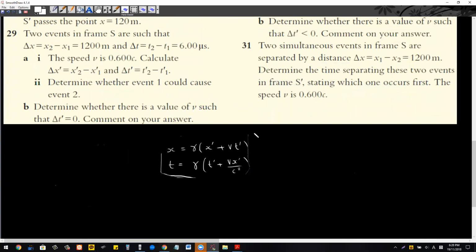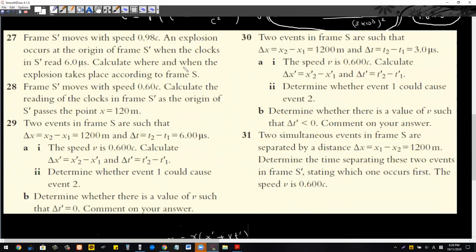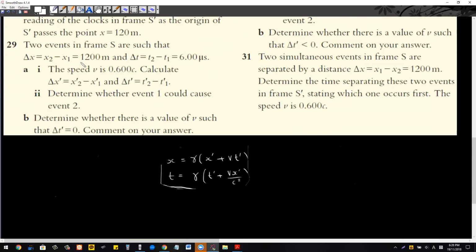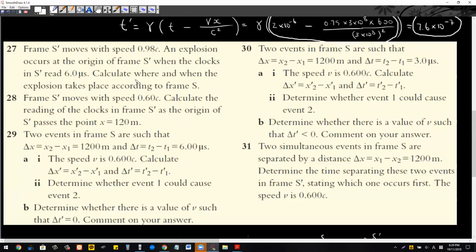That's a pretty simple question. So when and where? The idea is there's a frame S, but you need to be able to visualize it as well. As usual, this is S. There is another frame, which is S dash, and there is an event over here. It says at the origin of the frame S dash, when the clock in S dash reads 6 microseconds.